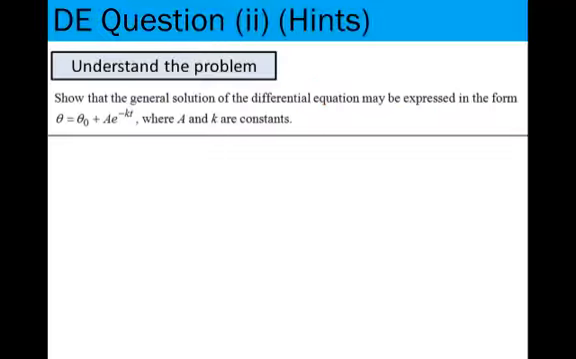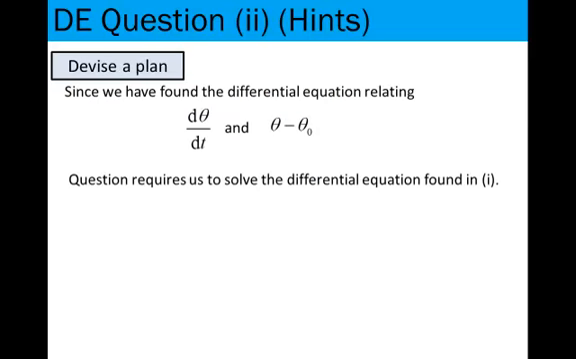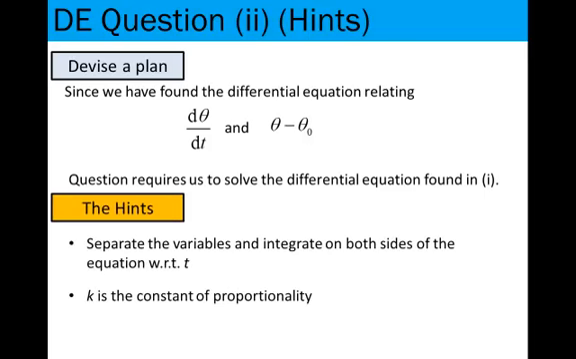The second part of this question requires us to find the general solution of the differential equation, and in fact they want us to show that it can be put into this particular form. Basically, we need to solve the differential equation that relates d theta dt and theta minus theta naught. And the hints were, what we need to do was to separate the variables and to know that in the equation that I need to show, k is going to be the constant of proportionality.